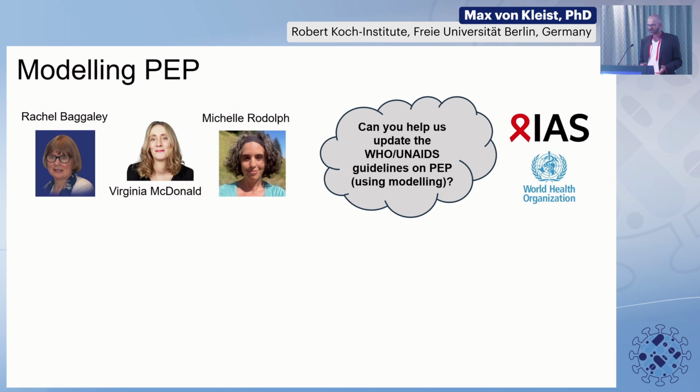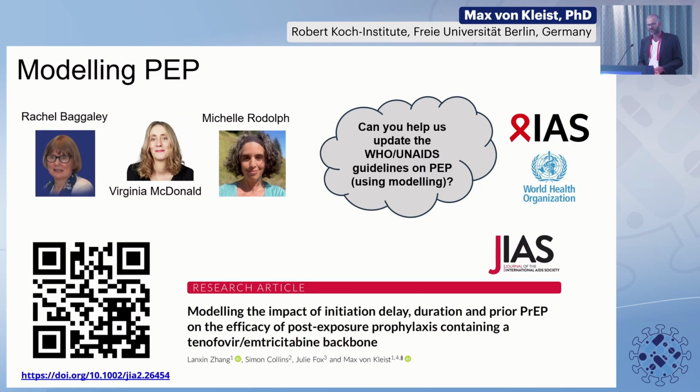So how did we get into this work? Basically, it was the WHO and some guys from the International AIDS Society asking us some specific questions that could only be answered, or at least addressed, with modeling at that point in time. The purpose here was to develop or reshape the new WHO guidelines on PEP. The publication came out 1.5 years later, so just now. If you're interested, you can just use the QR code for that.